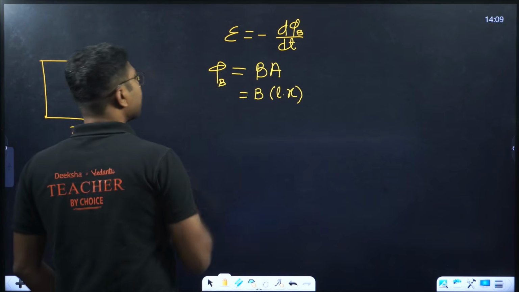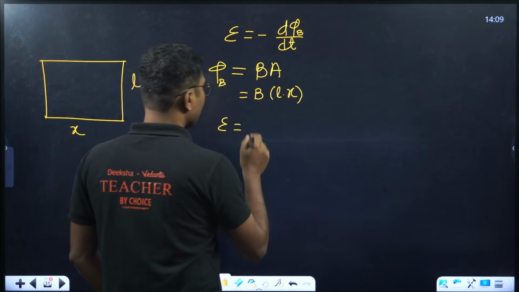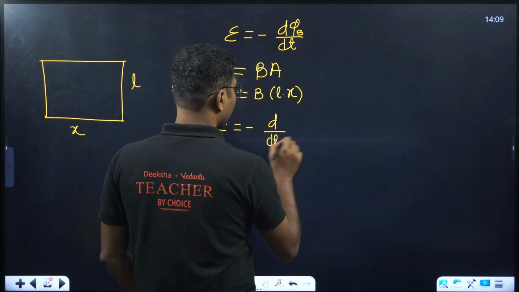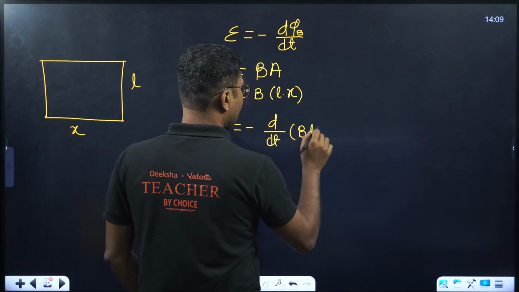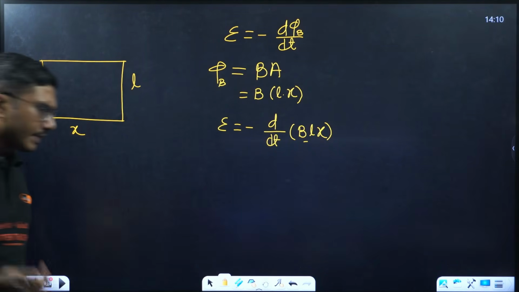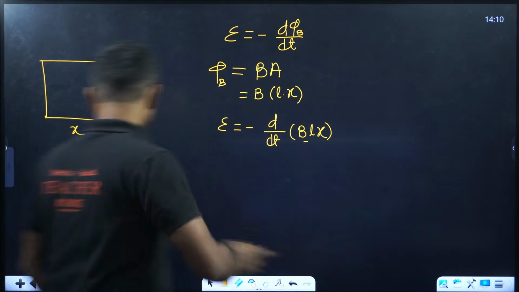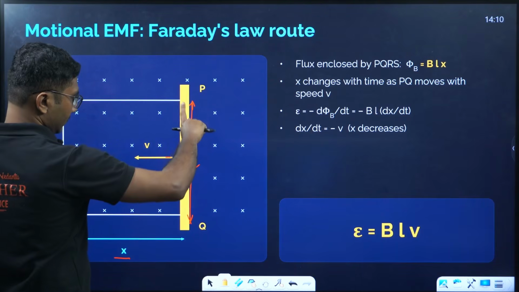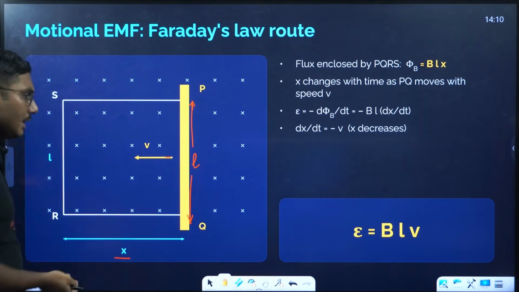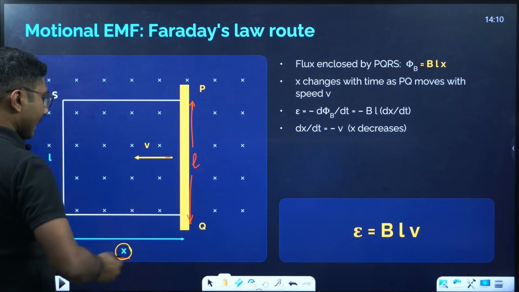Right, now let us try to find out what is the induced EMF. So induced EMF phi equals minus d/dt of BLx. Now if you see, magnetic field B is constant, it is an external field, not changing with time. The length L is also fixed. The rail is moving in this side, so this length is fixed. Only thing that is changing is this x.